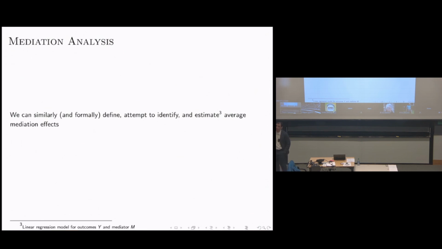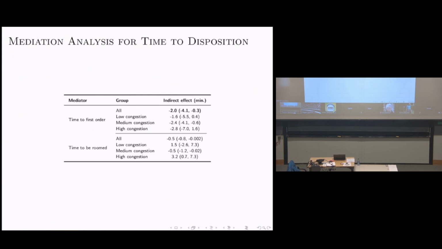I'll skip those here. But what I wanted to highlight is, once you do this formal identification exercise and you specify a regression model to estimate mediation effects, you can get some results. I just wanted to talk about it and tell you what you can do and what it represents.